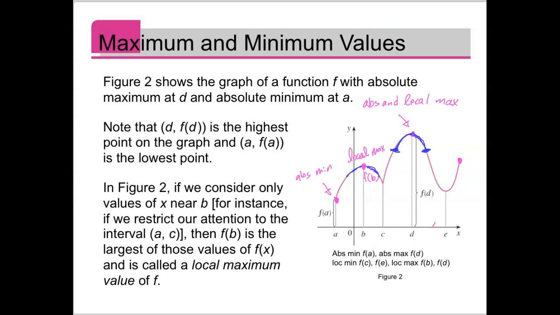All right, how would you classify f of e? Local min, yes. It's not the lowest point, so it's not absolute, but it is local. How would you classify this endpoint?